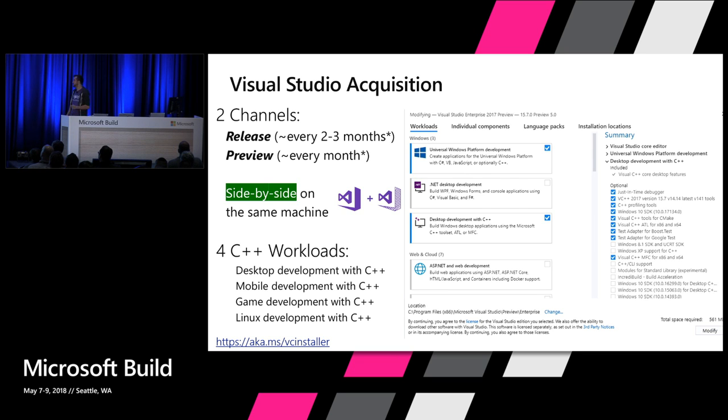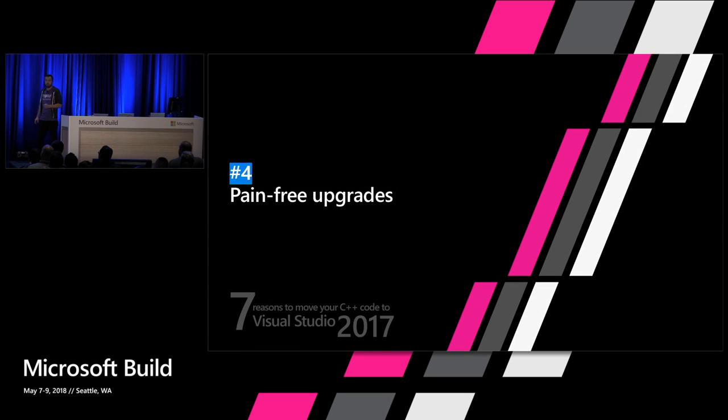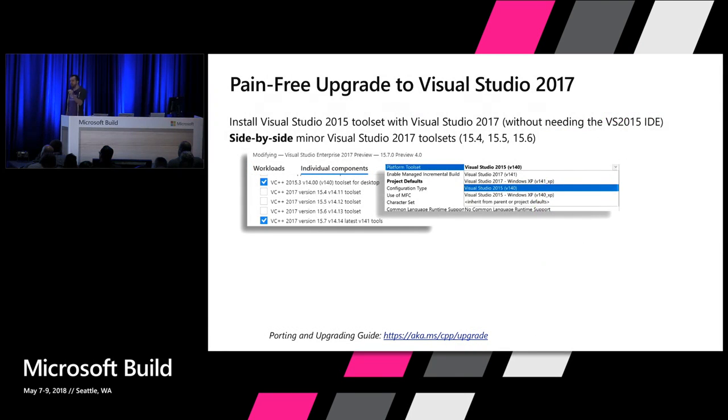And now the 4th reason to use Visual Studio is pain-free upgrades. We definitely want to make sure that if you're coming from 2015, there's a very easy migration to 2017. So if for some reason you still need to use the 2015 MSVC toolset to compile your binaries, you can do that by installing 2017 and adding your 2015 toolset that is pre-packaged inside the installation.